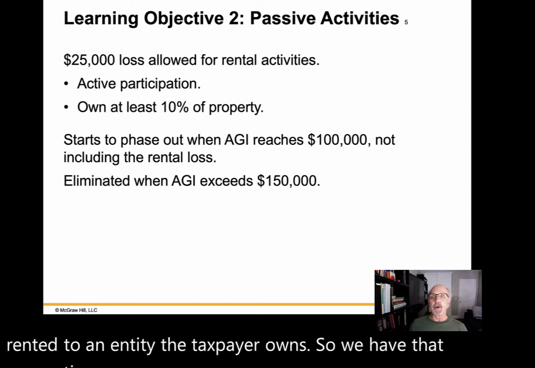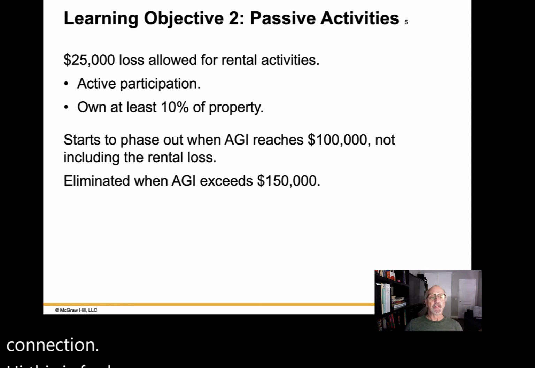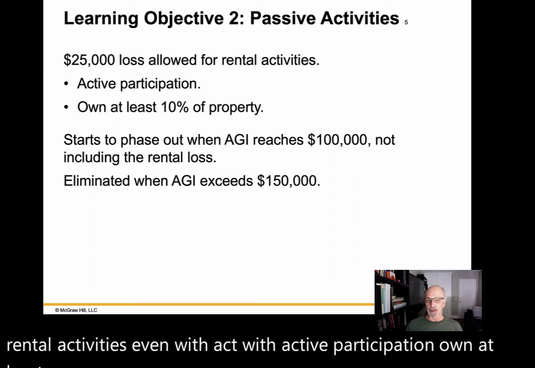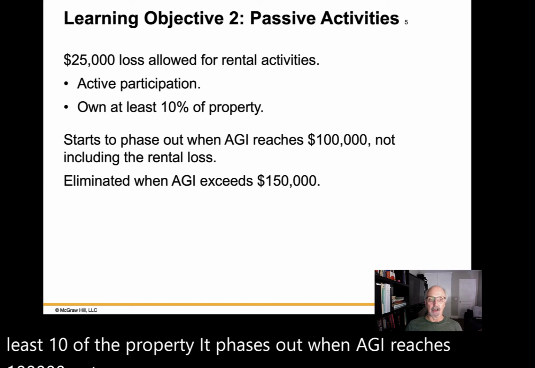This is for lower income investors. A $25,000 loss is allowed for rental activities, even with active participation, if you own at least 10% of the property. It phases out when AGI reaches 100,000, not including the rental loss, and it's eliminated at 150.